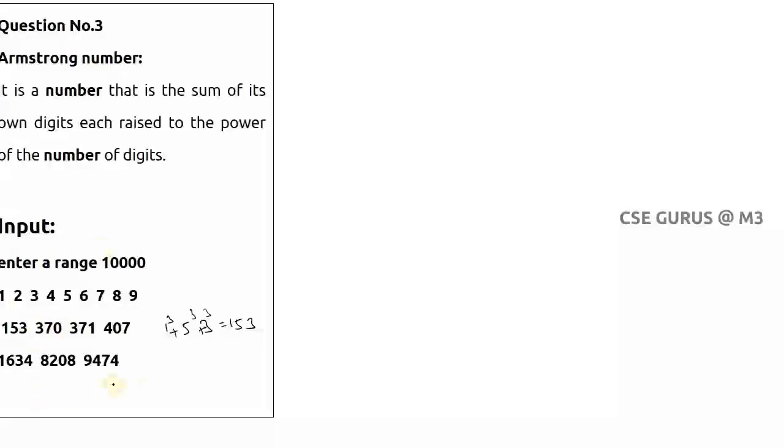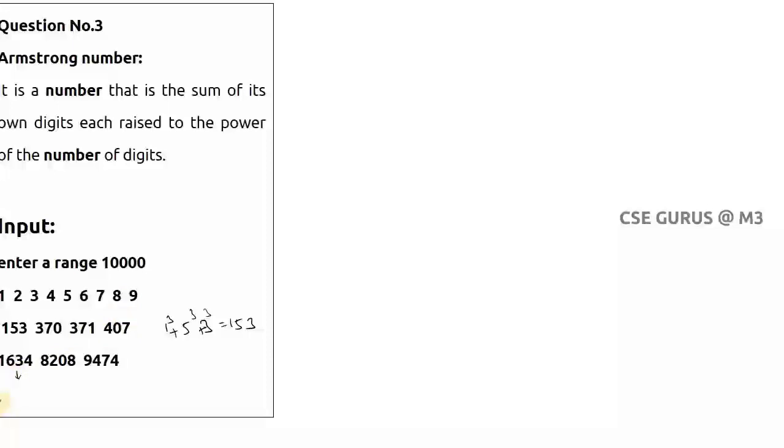Now you can say these are all Armstrong numbers. Let us suppose I take only one digit: 1 power 1 equals 1, 2 power 1 equals 2, and 3 power 1 equals 3. You can see this one, 370: 3 cube plus 7 cube plus 0 cube. I made it cube because it has 3 digits. Here also 3 digits, and if you go for 4 cube plus 0 cube plus 7 cube, you will get 407. You can check it.